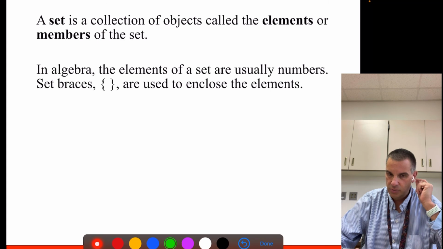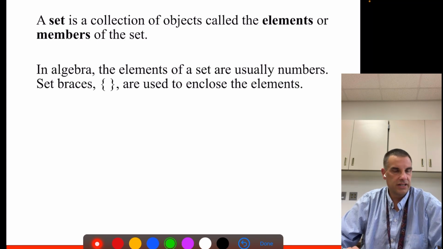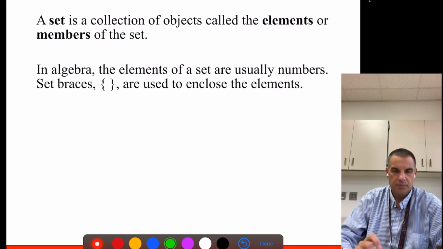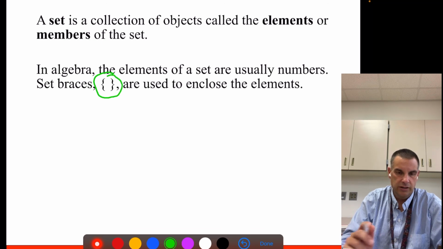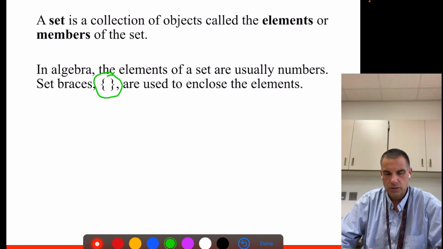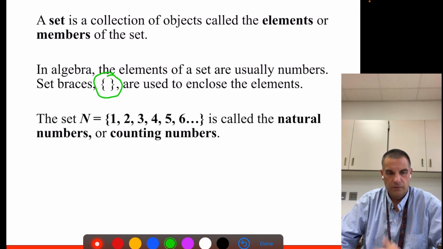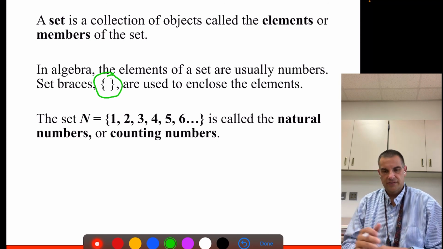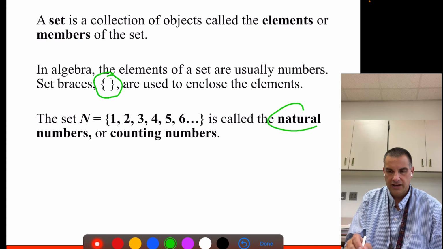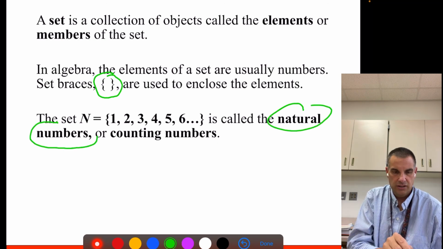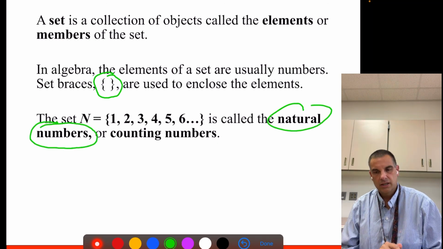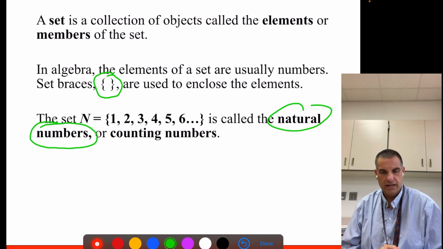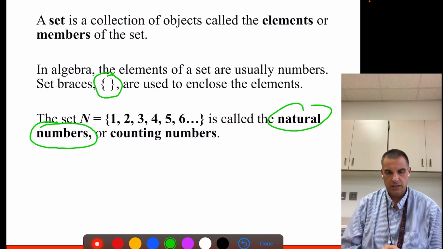In algebra, elements of sets are usually put inside of brackets, and we use these brackets right here to enclose those different elements. Numbers is really what elements are. For example, let's say that we have the set of numbers 1, 2, 3, 4, 5, 6. These are what are called the natural numbers, and that's terminology we're going to talk about a bit today, different types of numbers. The natural numbers are what we call our counting numbers.